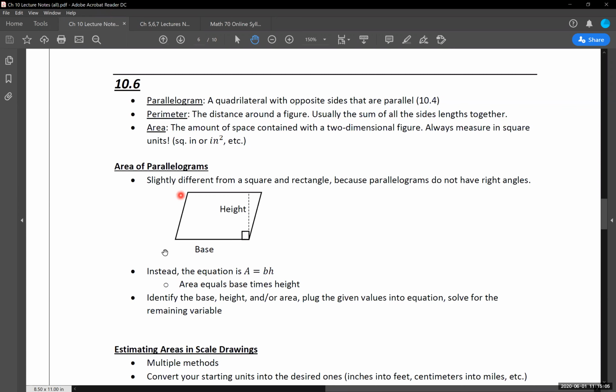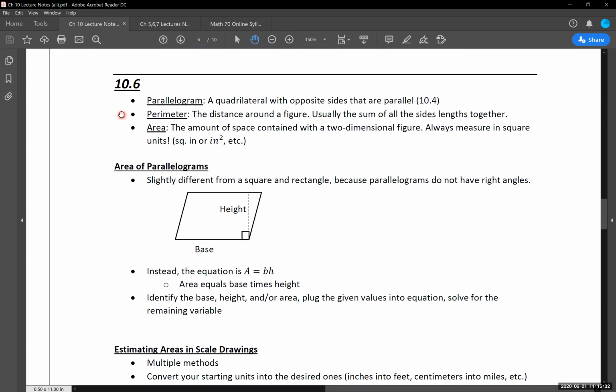So if you were given a parallelogram and you're told, here's a length, here's a length, here's a length, and here's a length, what is the perimeter of this thing? All you do is add these things up. If you were given a triangle, a pentagon, or an octagon, and you were told to find the perimeter, and you were given the side lengths, again, you're just adding all of those sides up. It's the distance around the figure.